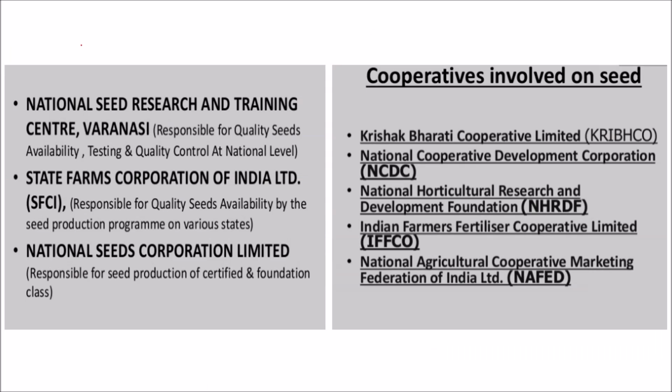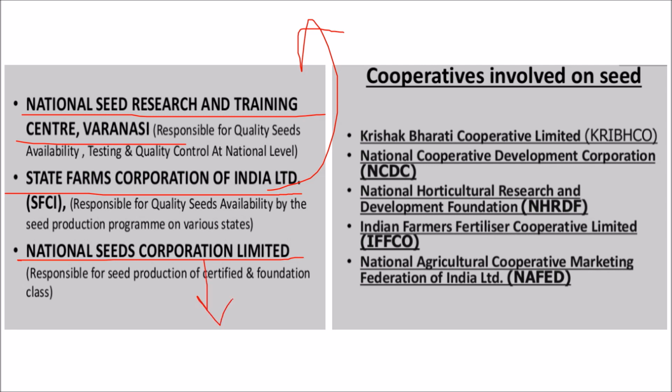Now moving forward, we have a few organizations that you should know. You should be reading about this now. National Seed Research and Training Centre, which is located in Varanasi. Then we have SFCI, the State Farms Corporation of India Limited, which is responsible for quality seed availability at various state levels. Then we have National Seed Corporation Limited, which is responsible for seed production and certification in case of certified seeds and foundation class of seeds. Cooperatives are also involved in seed, like KRIBHCO, NCDC, then we have NHRDF, then FCO, then NAFED. There are many, many organizations like this. You can refer to each one of them individually.